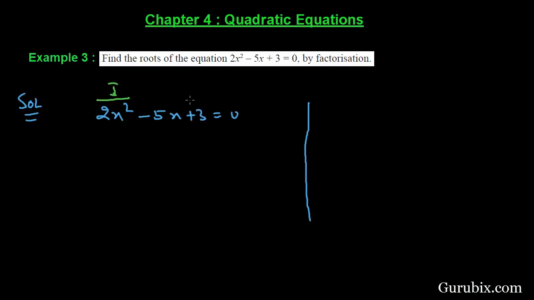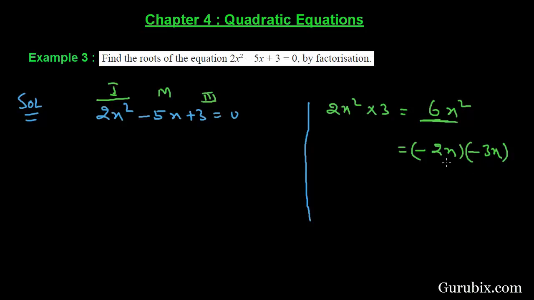This is the first term, this is the middle term, and this is the last term, or we can say third term. So first of all, we shall find the product of first and last term. Then it will be 2x square multiplied by 3, which is equal to 6x square. And now we shall factorize this 6x square into two parts such that the sum of those two parts is equal to minus 5x, which means equal to the middle term, and we can factorize it as 2x and 3x. Because the sign of the middle term is negative, we shall put a minus sign here and minus here.